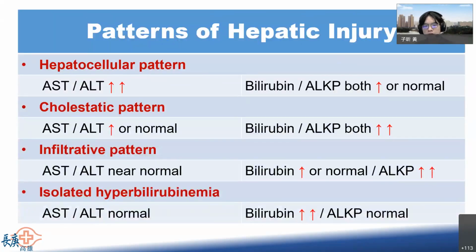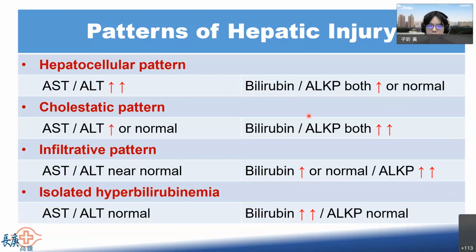Okay, so let's talk about when you approach the patient and you see his lab data, what do you want to identify? These are the most common patterns of hepatic injury seen in the patient. First of all, there's the hepatocellular pattern reflecting hepatocellular injury. This is shown with very highly elevated AST, ALT levels, with bilirubin and alkaline phosphatase both slightly elevated or normal.